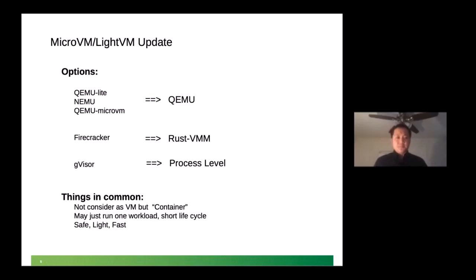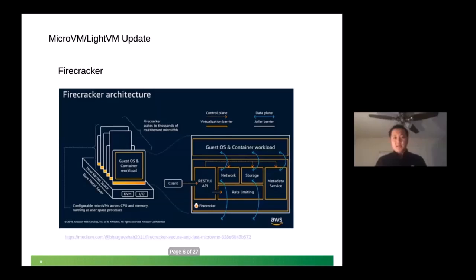If you look at those VMs, you may see something in common: they are not considered a VM, but more like a container, and they also work as a container. There's maybe only one workload under it, with a very short life cycle, and it just needs to be safe, the architecture is light, and the running is fast. Here's the architecture for Firecracker. You can see it's highly integrated with containers, and I think that's the main usage for the micro VM.